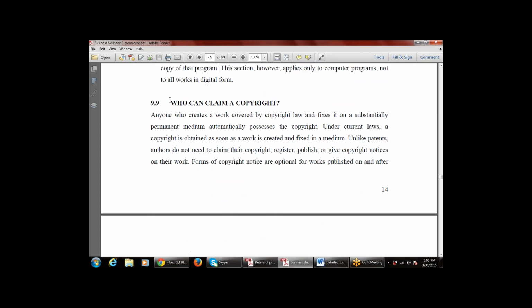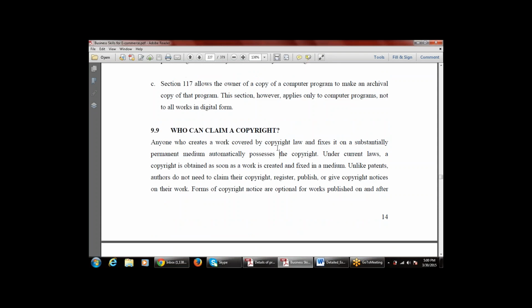So next is who can claim a copyright. So who is eligible for making a digital copyright? Who is eligible for getting a digital copyright? That is the next topic. So first of all, let's take a break, then move to this topic, that is who can claim a copyright.